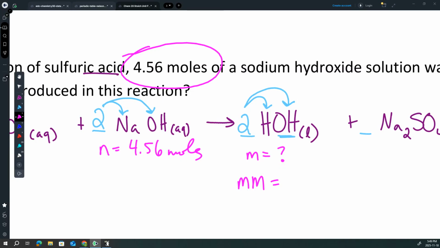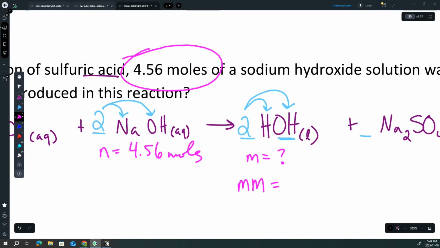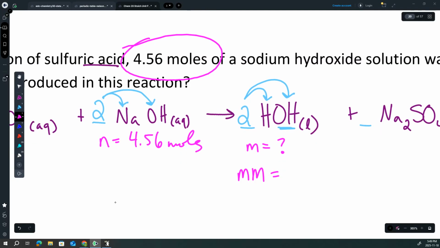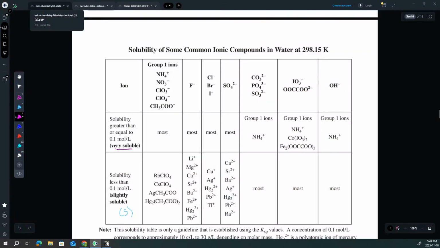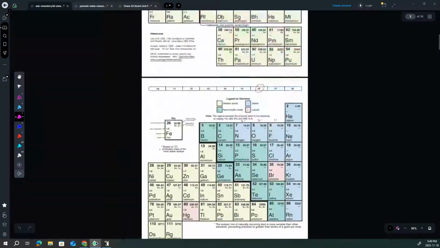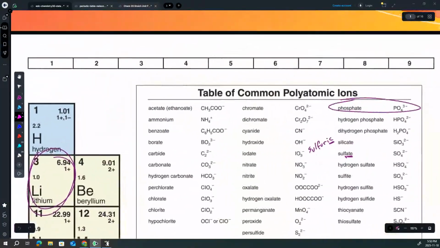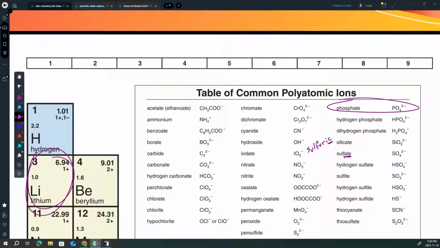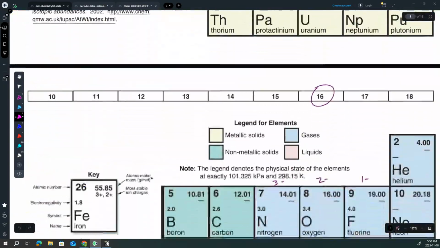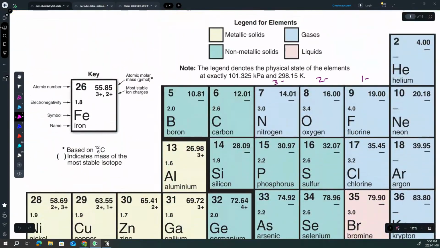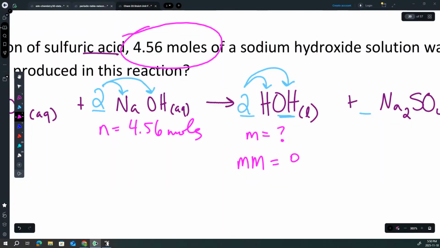The molar mass of water, so we have 2 hydrogens. So if we look up hydrogen, the molar mass of that is going to be 1.01. So 2 times 1.01 is 2.02, plus we've got to take into account oxygen. So 2.02 plus 1 oxygen, that's going to give us 18.02 grams per mole.